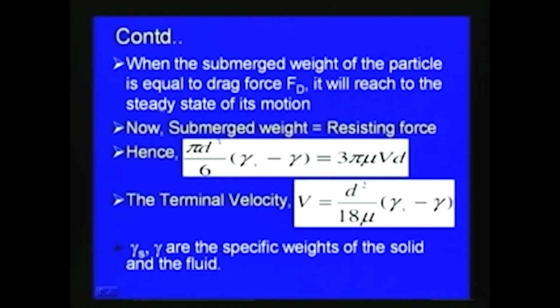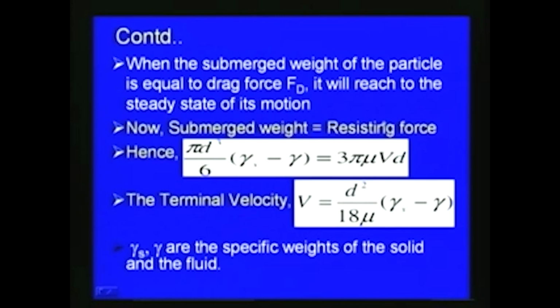So, Stokes wrote the equation like this: submerged weight is equal to resisting force. Here, if we consider a single sphere of diameter d, we can write pi d cubed by 6 into (gamma s minus gamma) is equal to 3 pi mu V d, where gamma s is the specific weight of the solid and gamma is the specific weight of the fluid.